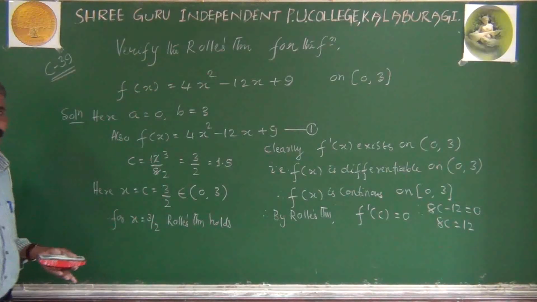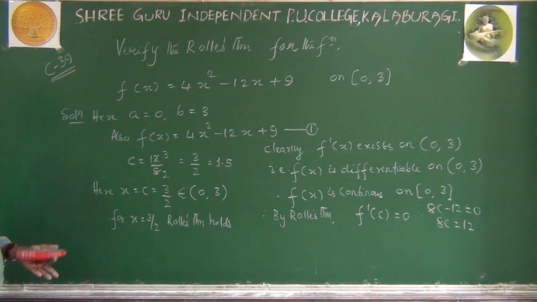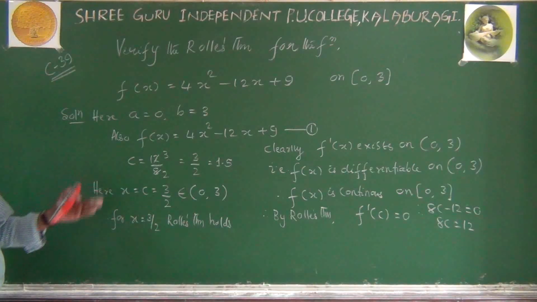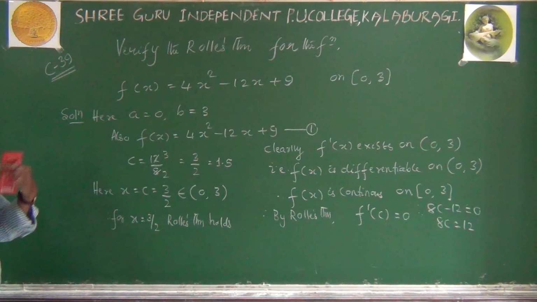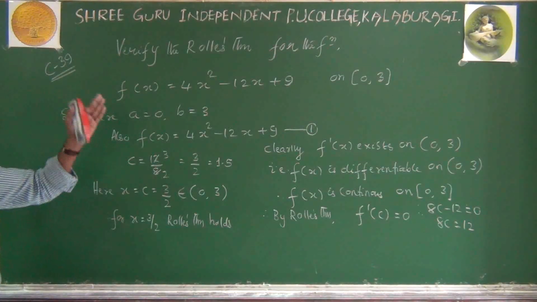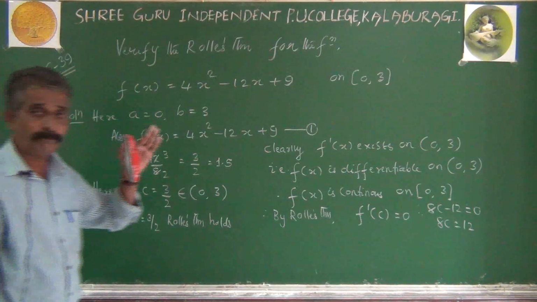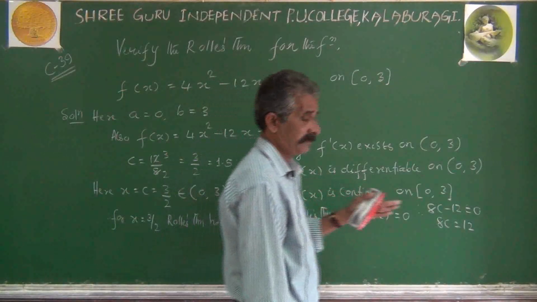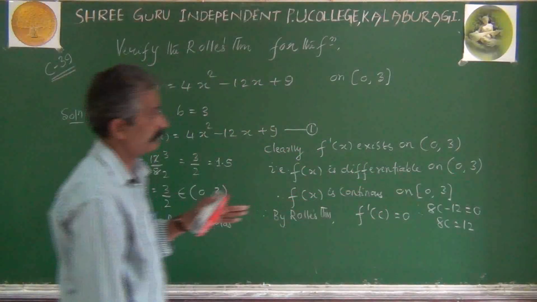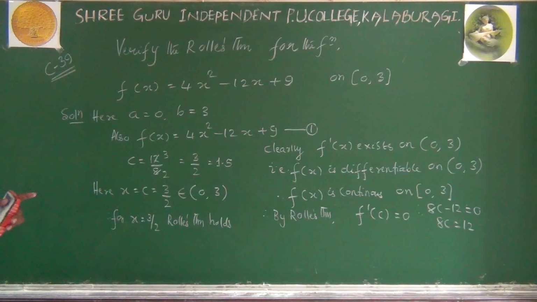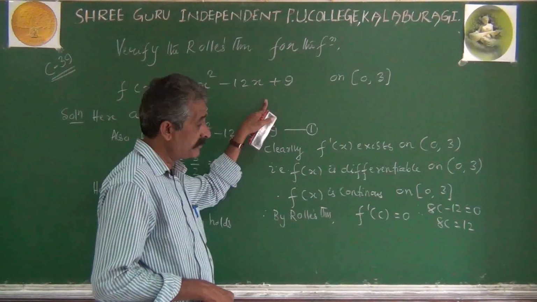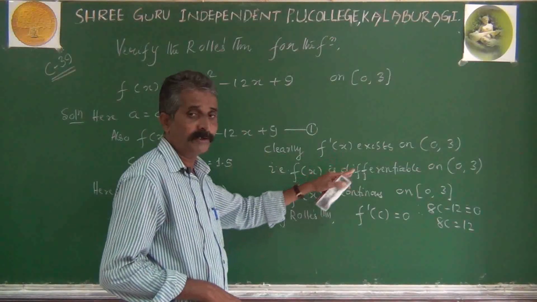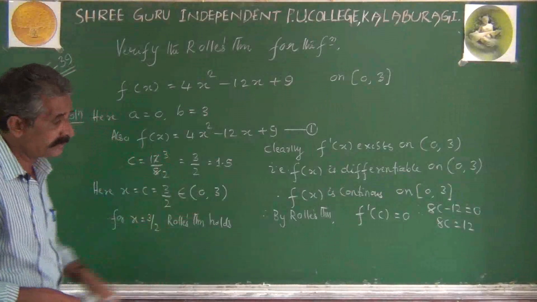The same problem may be like this. Find the point on the curve, maybe points on this curve at which tangents are parallel to the x-axis. If that were the question, if your question is to find points on the curve at which tangents are parallel to the x-axis, it means f dash of x will be equal to 0, taken as the condition.